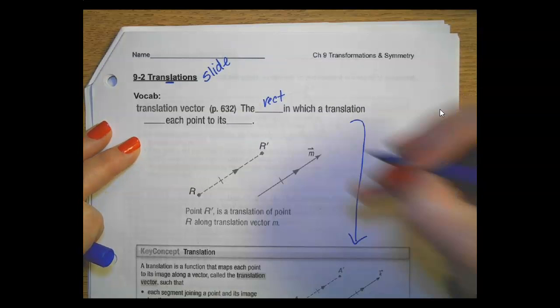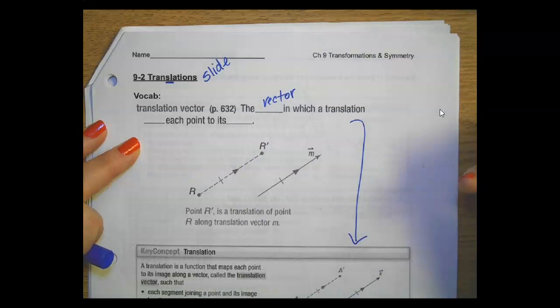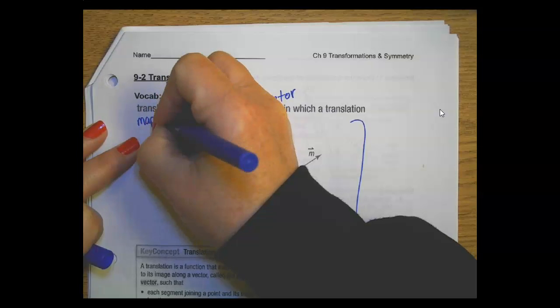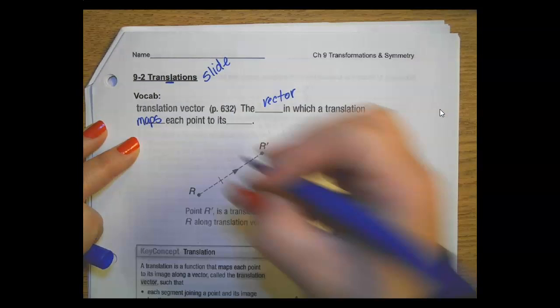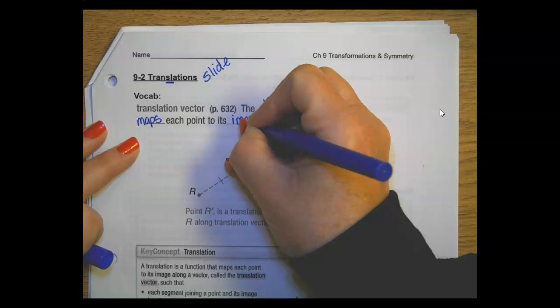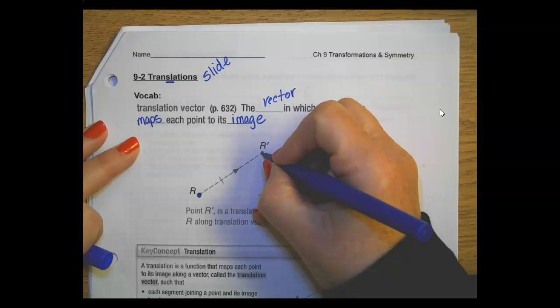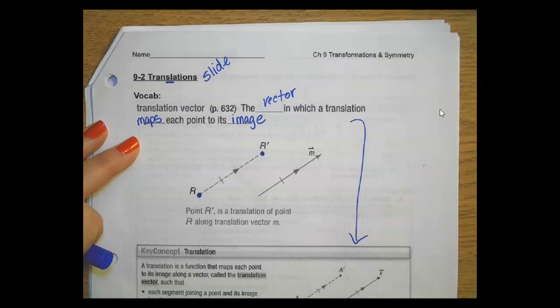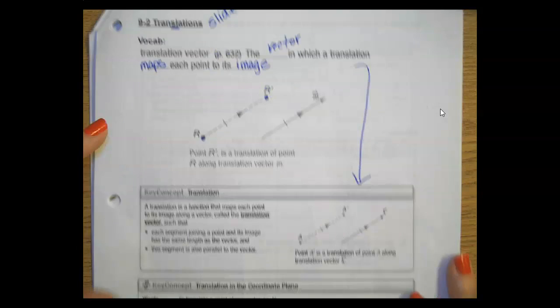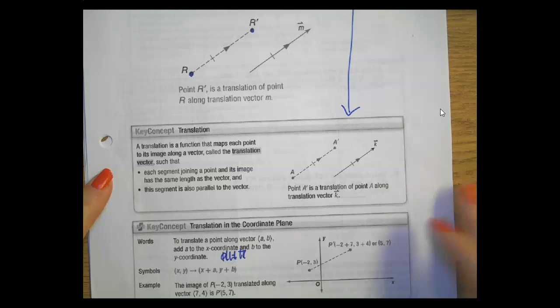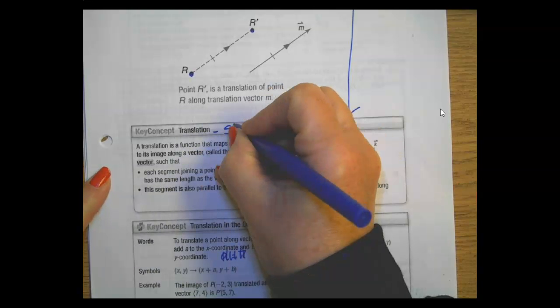Okay. So the vector in which a translation maps each point to its image. So you're going from this point to this point, R to R prime. That's a translation along that vector of M. Okay. Down here, it's pretty much saying the same thing. So translation, again, means slide.